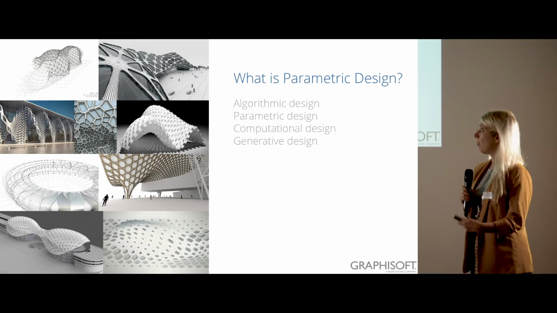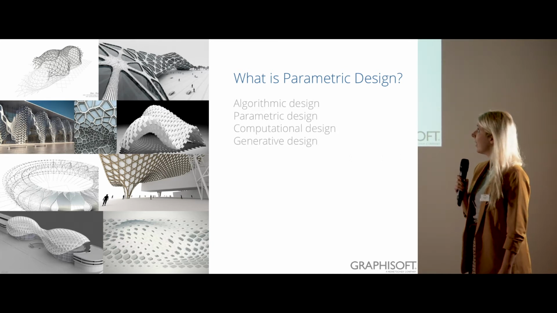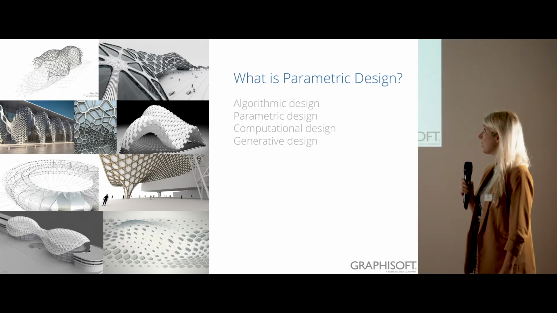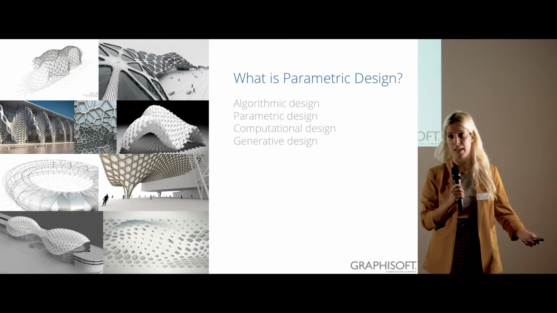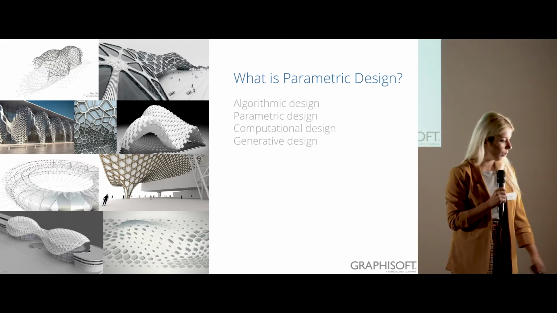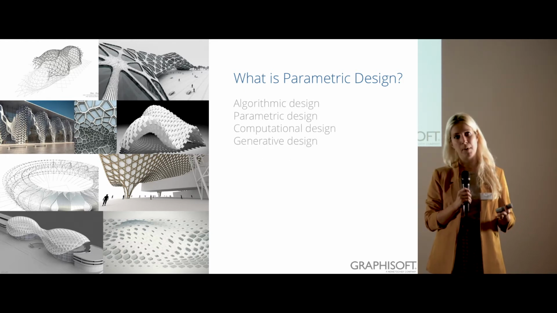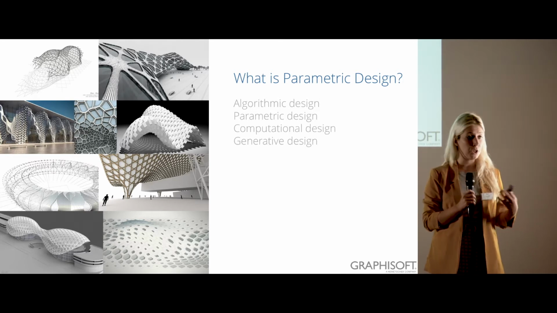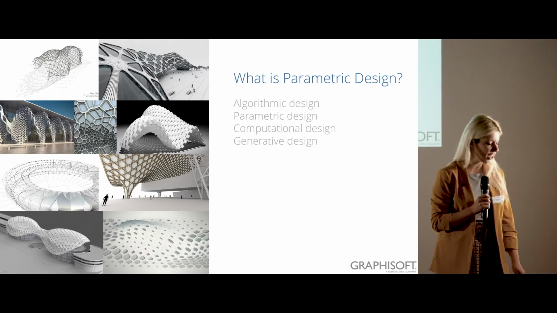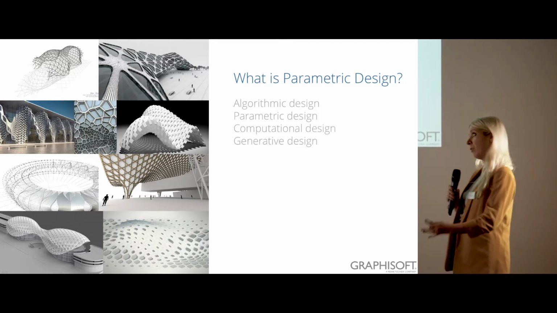The 4 names that you see on the screen, algorithmic design, parametric, computational, generative design, they all mean the same, okay? Just different wordings. And the first thing that comes to people's mind when I talk about algorithmic design is forms, so non-uniform shapes or organic shapes, but it's actually more than this.